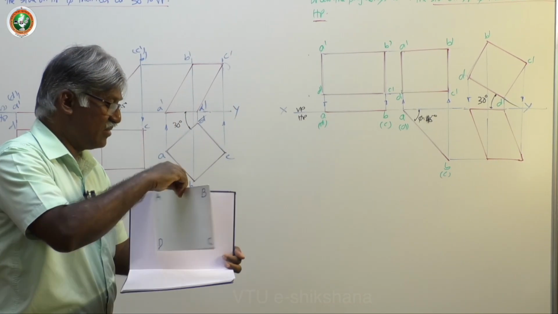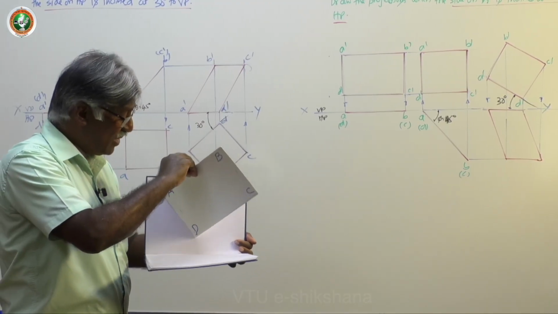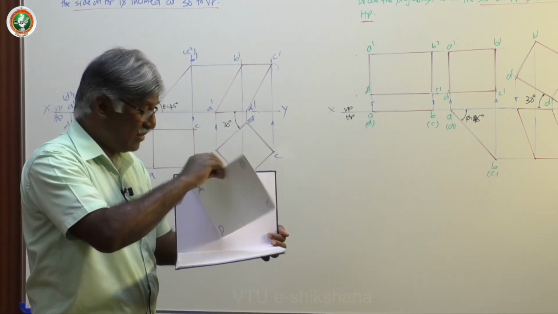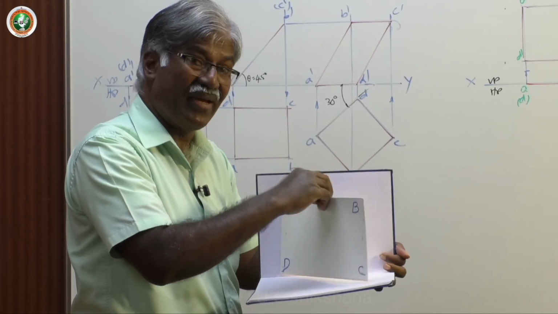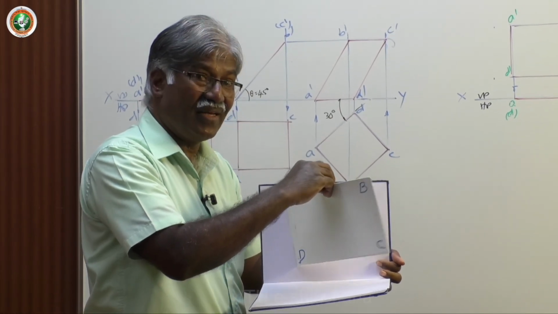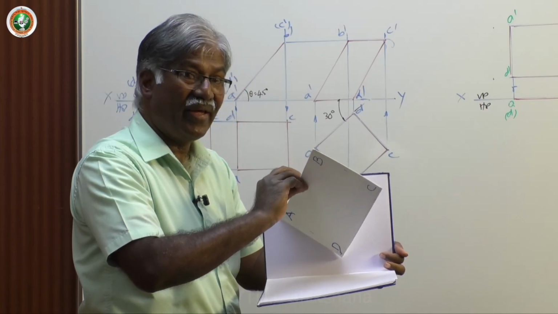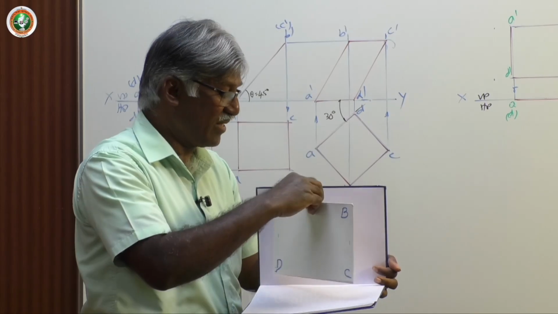First position, second position. Next, what I do is I will keep the smaller side on VP inclined at 30 degrees to HP. Right now, in the first position and second position I have maintained it perpendicular to HP, so that I can give inclination only to VP. Now, I give inclination to HP for the edge on VP. So, first position, second position, third position.